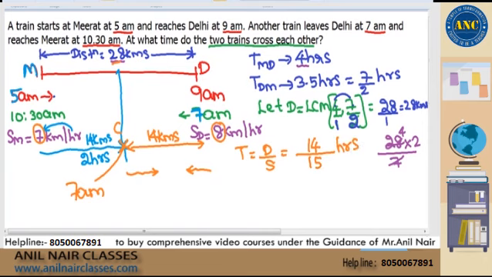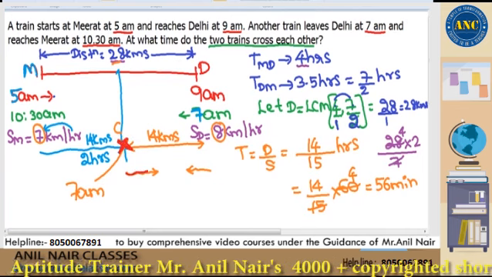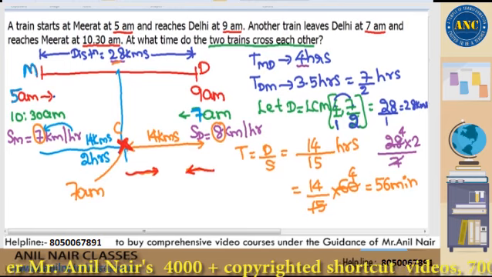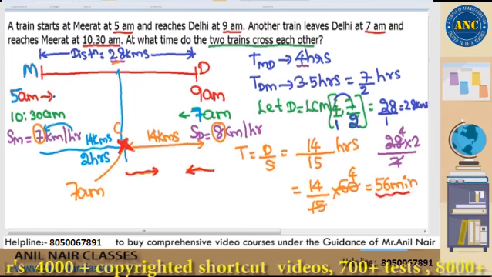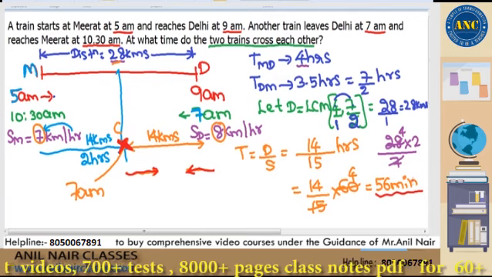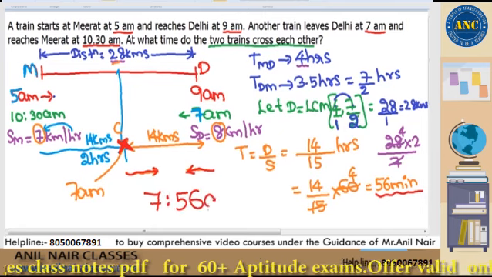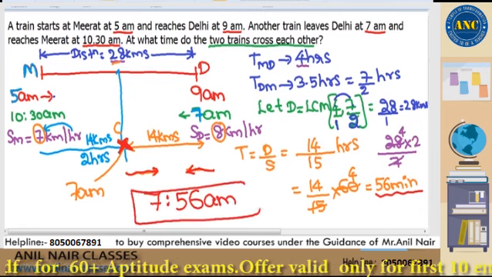14 by 15 hours. That means 14 by 15 into 60 minutes. 15 into 1, 15 into 4. 14 into 4 is 56 minutes. That means from 7 o'clock, both the trains will start to travel in the opposite direction. From 7 o'clock, they both will travel for 56 minutes and then they will meet. From 7 o'clock, if they travel for 56 more minutes, what will be the time? 7:56 a.m. Answer for this question is 7:56 a.m.